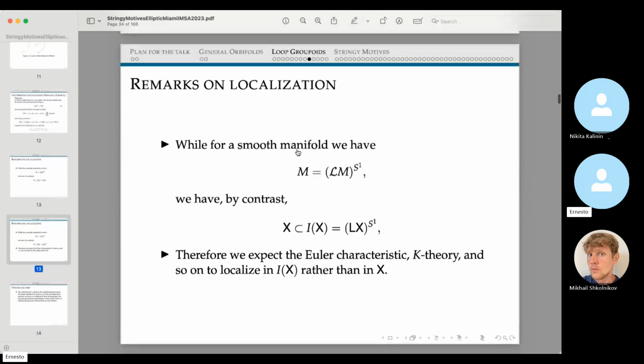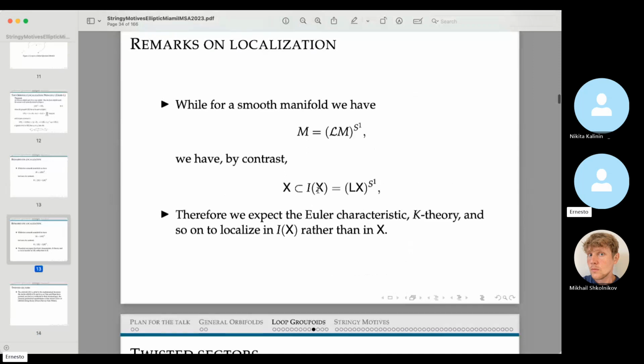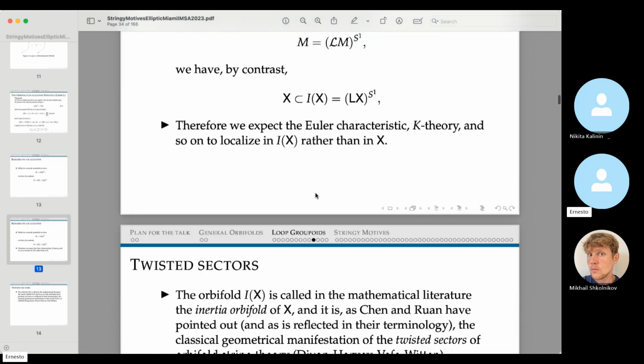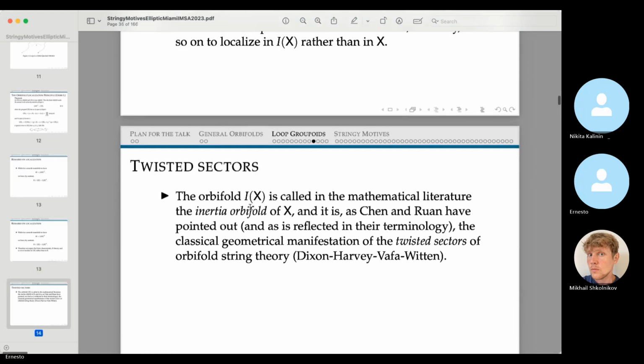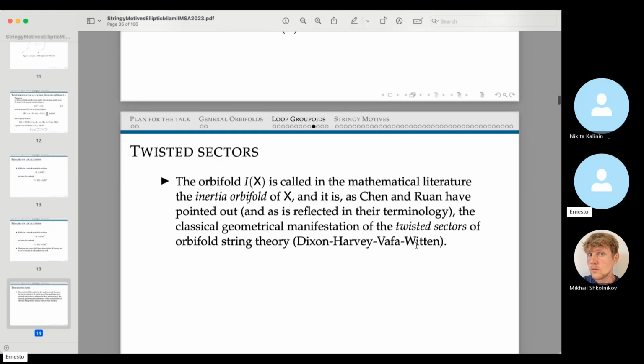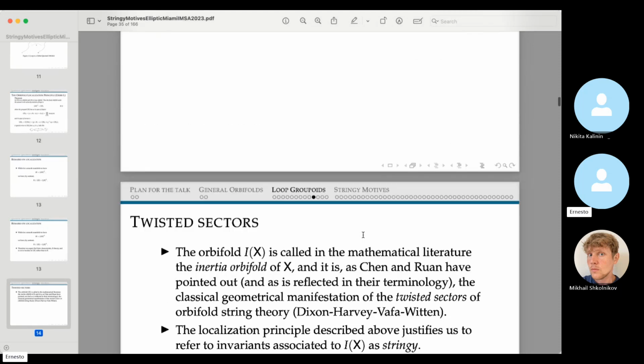Now, there's a bit of a surprise, though. This is a loop space. It's a small loop space, but it's finite dimensional, and it can be quantized. And this quantization is what physicists call the twisted sectors. Because this is finite dimensional, even the cohomology of this space is a reasonable quantization, and then it has all this twisted sector structure.